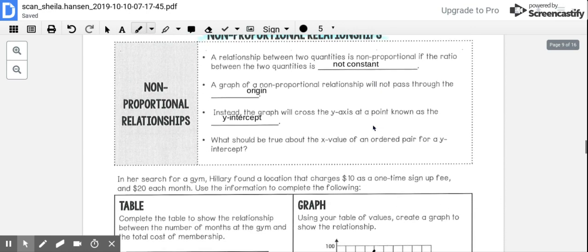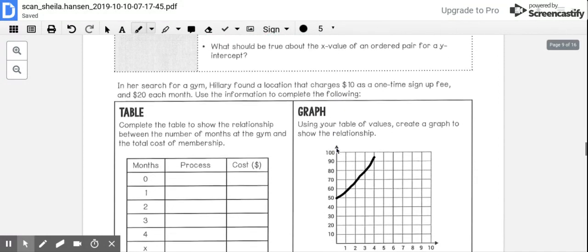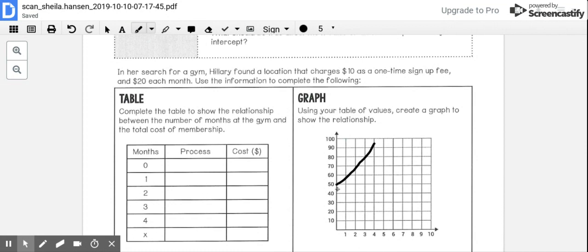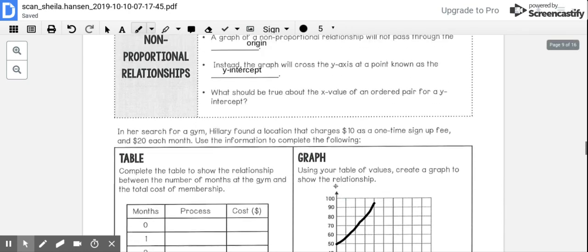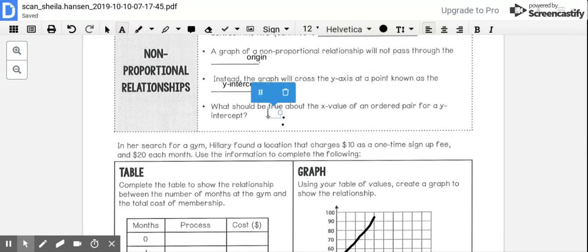So back to this question, what should be true about the x value in the ordered pair for the y-intercept? Well, what's the x value of this? This ordered pair would be 0, 50. So it is always 0. So you can go ahead and write that in there. It's always 0.